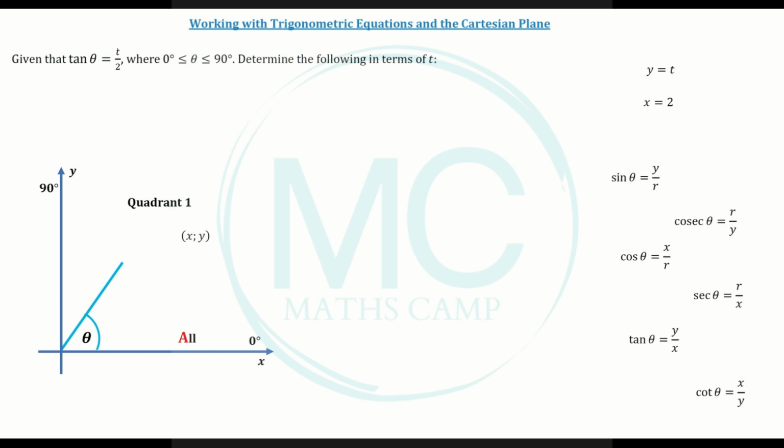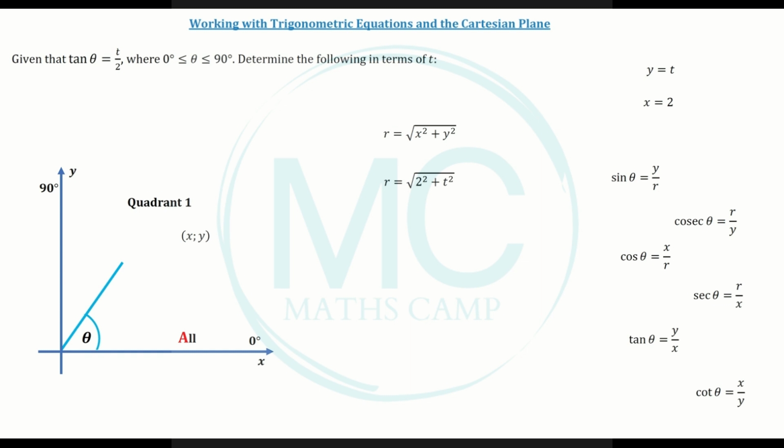Now, before we can answer any of these questions, we need to find the value for r. We have a value for x and a value for y, so we can use Pythagoras. And we say r is equal to x squared plus y squared, all under a square root. Now we can fill in our values, and we can say r is equal to x, which is 2, squared, plus y, which is now t, squared, all under a square root.